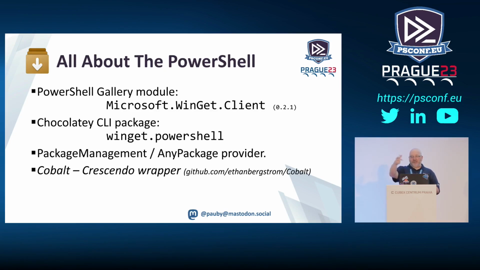Unfortunately, I didn't get to Demetrius's talk earlier on. I believe that's what you were kind of looking at, Demetrius, was the PowerShell module, or that was part of it. So there it is there. You can use that PowerShell module with Winget as well. And it's down at the moment as 0.2.1, so a pre-1.0 version. There's also a Chocolatey CLI package for that as well. It installs the same module. There's package management in the any package provider.